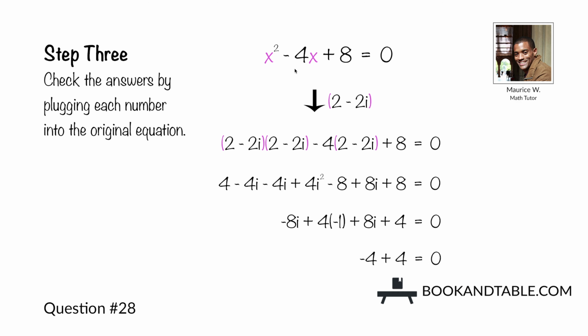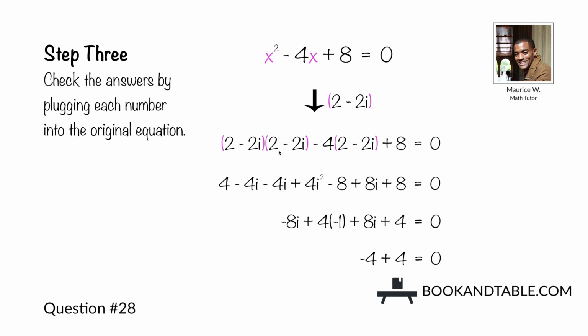X squared minus 4x plus 8 is equal to 0. We'll start by plugging in the smaller value, 2 minus 2i, and we'll plug it in here and here, giving us 2 minus 2i times 2 minus 2i minus 4 times 2 minus 2i plus 8 is equal to 0. We'll use the FOIL method to expand x squared.